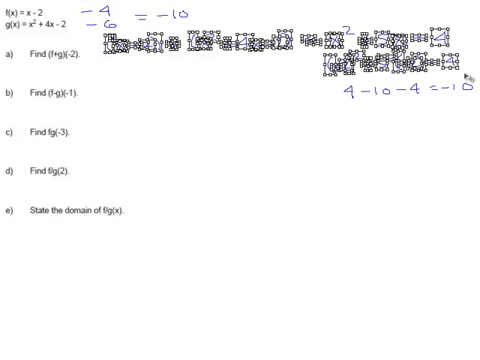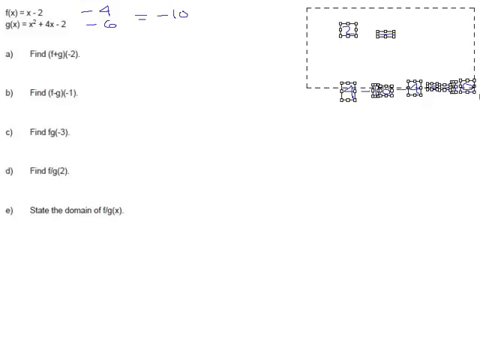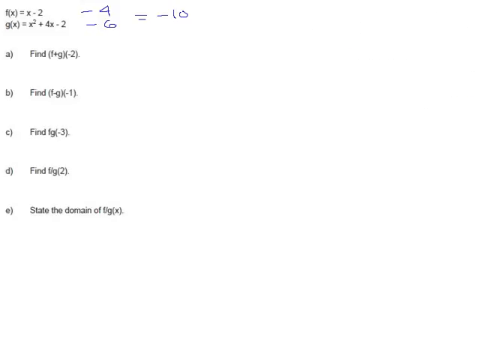So for this first one, as you just saw, we get a sum of minus 10, and so we can write f plus g at minus 2 equals minus 10.